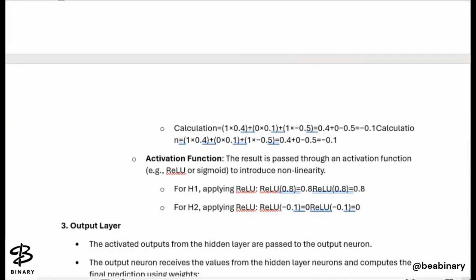So the activation function, what will be done? The result is passed to an activation function to introduce non-linearity. For H1 it is 0.8 and for H2 it is 0.